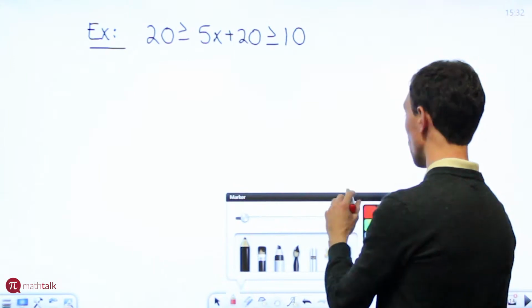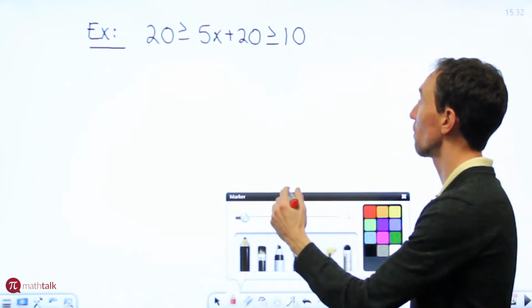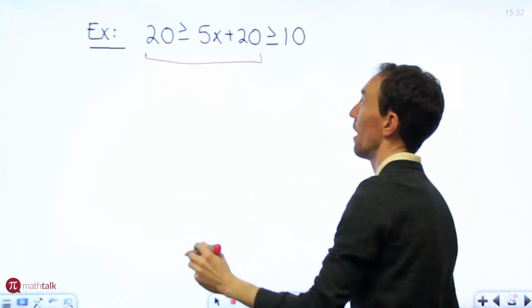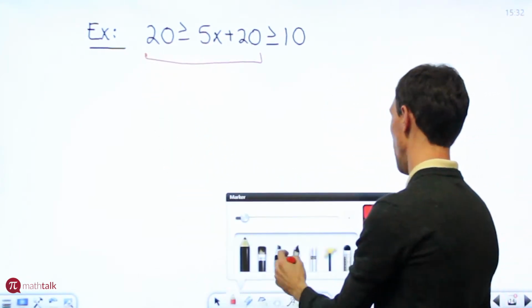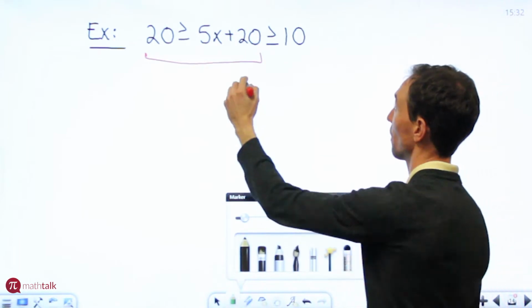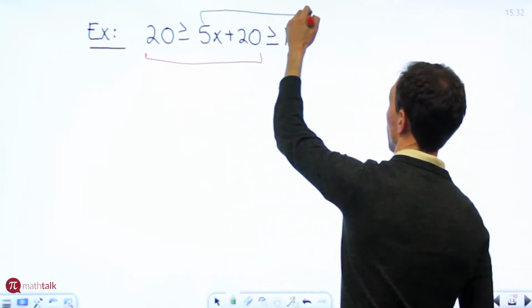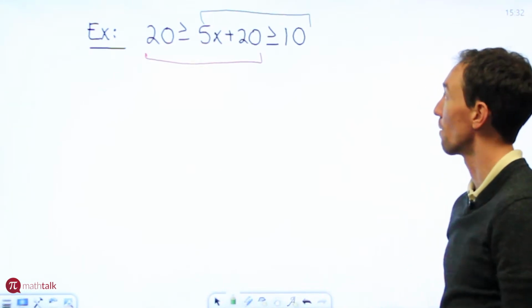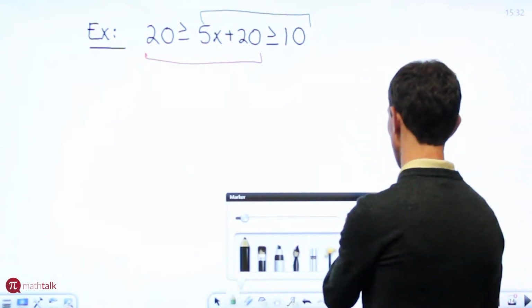I'm going to change the color here. So basically what I'm going to do is take this part right here as one inequality, and then I'm going to change colors and take this part here as a separate inequality, and just divide them up and conquer from there. So let's do the red one first.